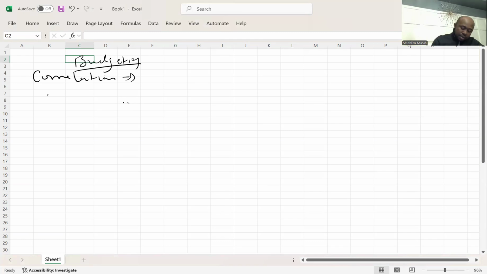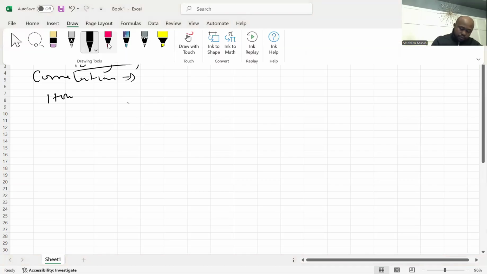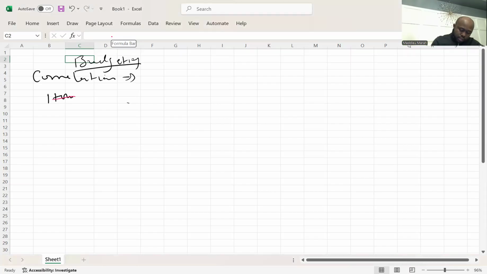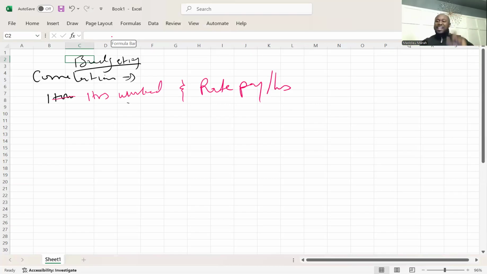Okay, let me give you an example of the definition of correlation. Let's look at hours worked and rates of pay per hour. Hours worked is one variable, rate of pay per hour is another variable. The more hours you work, the more money you make. The fewer hours you work, the less money you make. So we can say these two variables are correlated. There is a correlation.